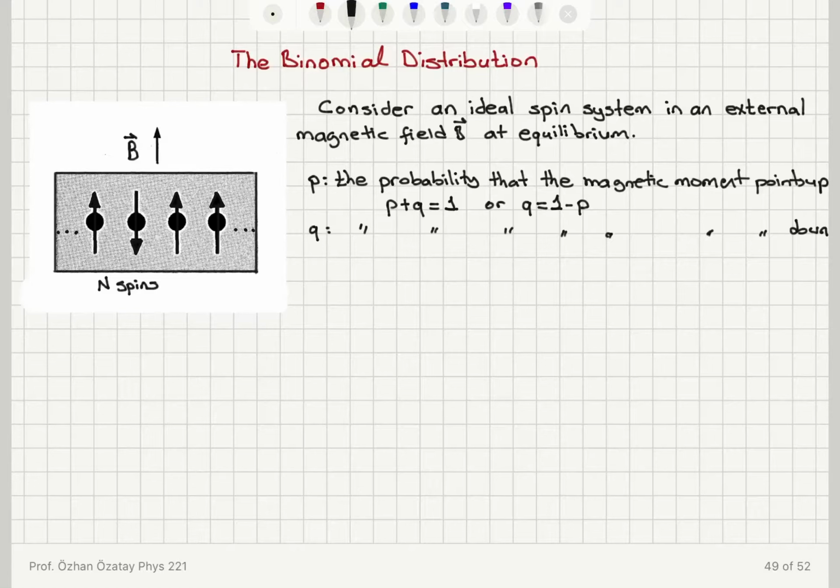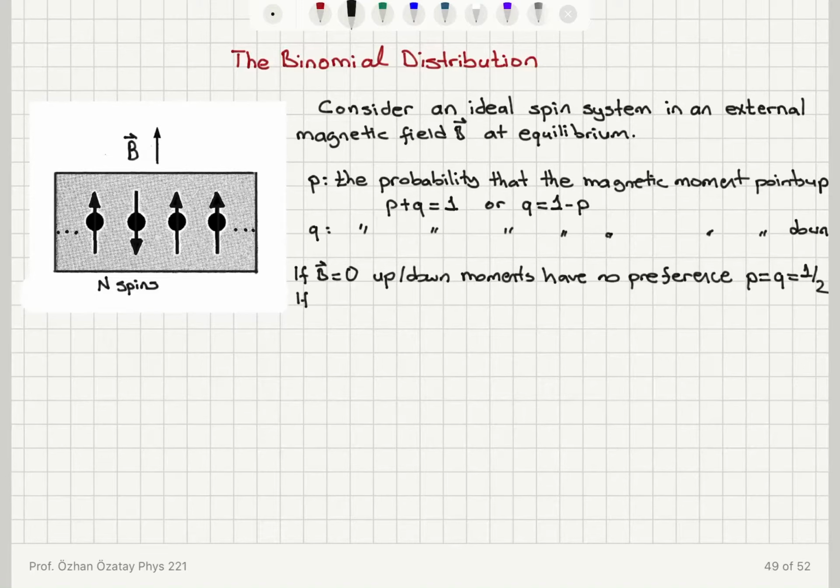Now, what would happen if the external magnetic field is 0? Up-down moments have no preference. And why is that? Because it's an ideal spin system. I ignore the interactions between the spins. So in this case, I would have P is equal to Q is equal to 1 over 2.